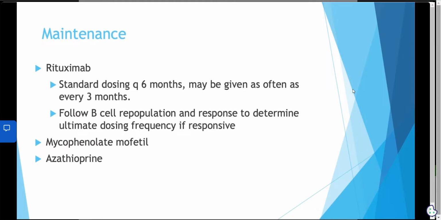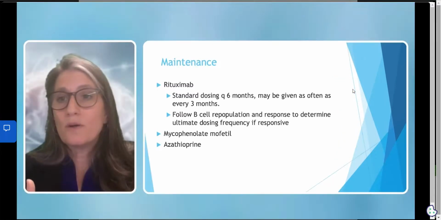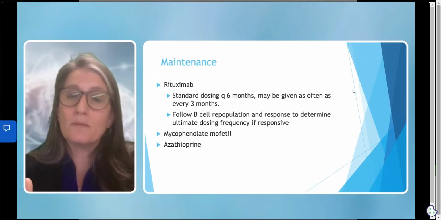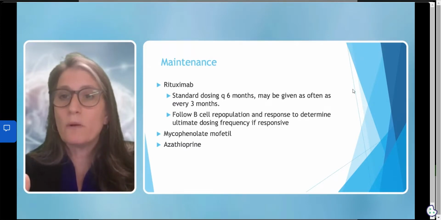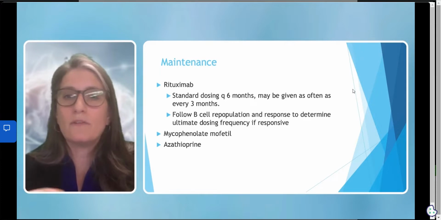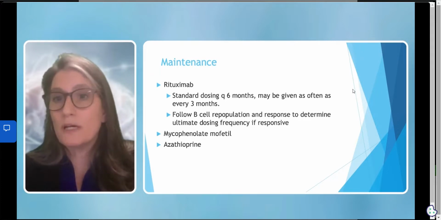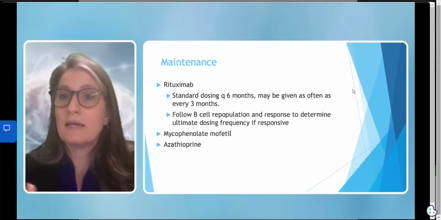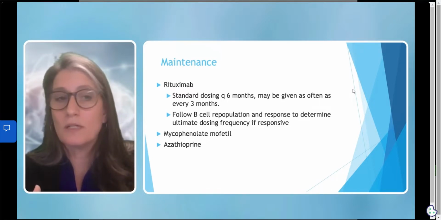But usually around 4 or 5 months in, we'll start checking their B cells to see if they've started to repopulate, and if so, dose that rituximab earlier. This can be really helpful, especially if patients are having some increased symptoms, to look and see if those B cells have repopulated. It's important to note that the B cells, when you see them in the serum, will have already repopulated in the tissues before that. So if you're seeing an increase in symptoms, even if that B cell repopulation is only 1% and still low, that can indicate that the rituximab has worn off, and that would be an indication to think about redosing.